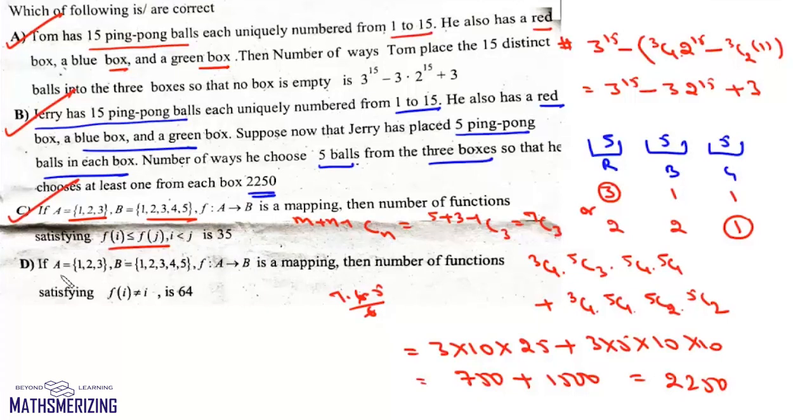And then A is {1, 2, 3} and B is {1, 2, 3, 4, 5}. Then the number of functions satisfying f(i) not equal to i is 64. Now for this one, it cannot take the value 1. It can take any one of 2, 3, 4, 5. So we have 4 choices. For this 2, again we'll have 4 choices, and for this 3 also we'll have 4 choices. So the total number of choices will be 64. That means this option D is also correct. So the correct options are A, B, C, D.